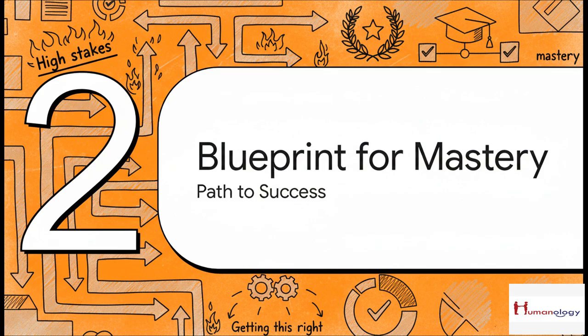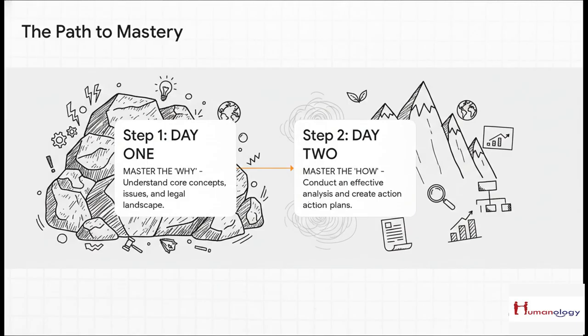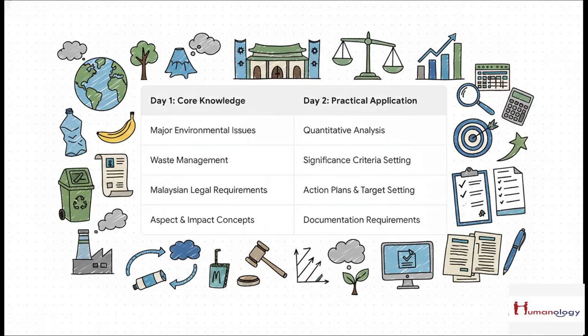The answer is a structured approach. You need a clear path that builds both the core knowledge and the practical skills to take your team from a place of uncertainty to true mastery. And that path is a simple, powerful 2-day journey. Day 1 is all about mastering the why. This is where we build that solid foundation, understanding the big environmental issues and, crucially, the legal landscape. Then, Day 2 is all about mastering the how, taking all that knowledge and putting it into practice with real analysis skills. Here's exactly what that looks like.